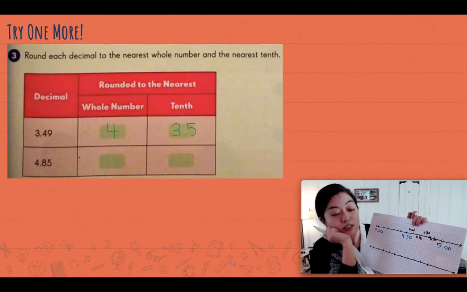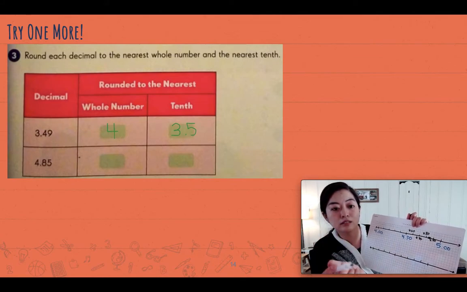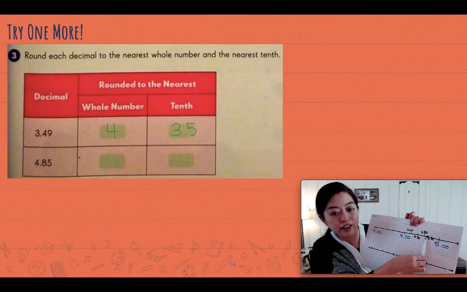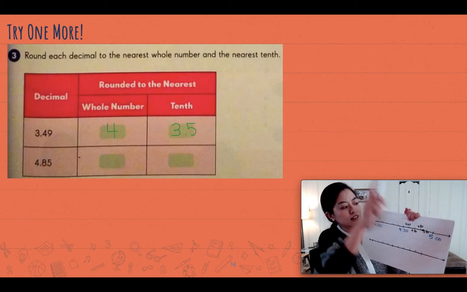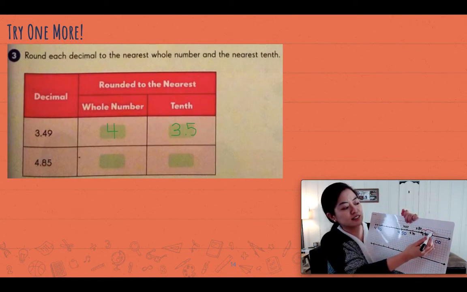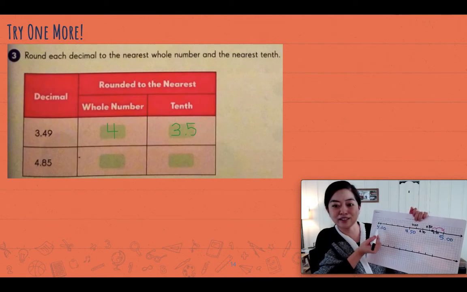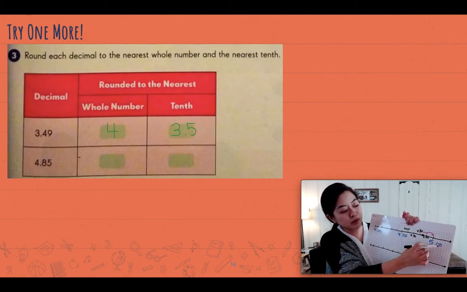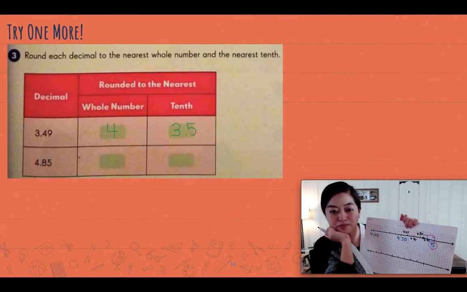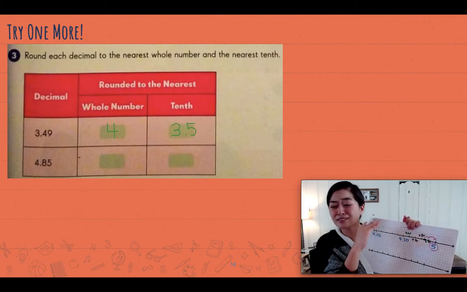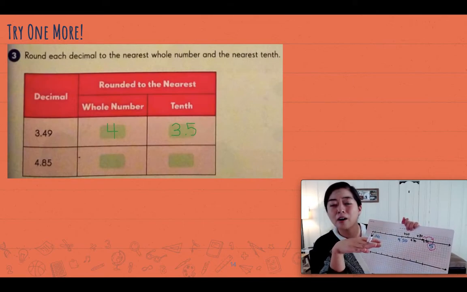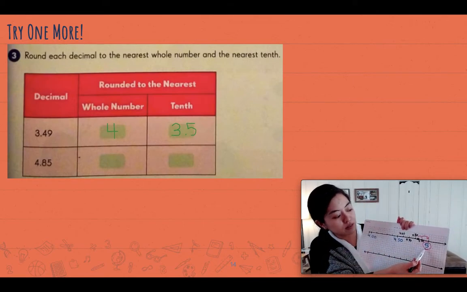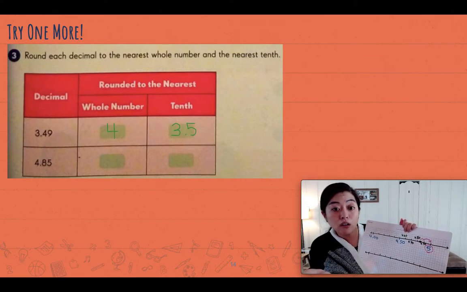So now we have to round this 4 and 85 hundredths to the nearest whole number. Well, I can clearly see that it is way closer to this end than to this end, right? So it's closer to the whole number 5. A whole number is a number that's not written in decimals, not written as a mixed number, and not written as a fraction. So this is the whole number 5.